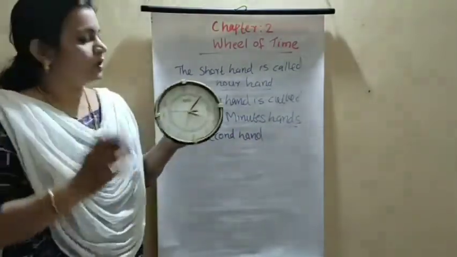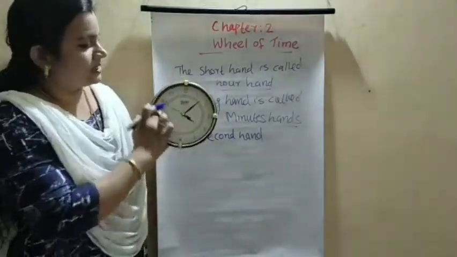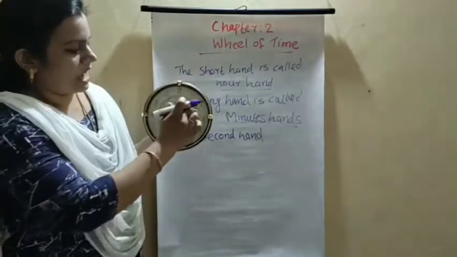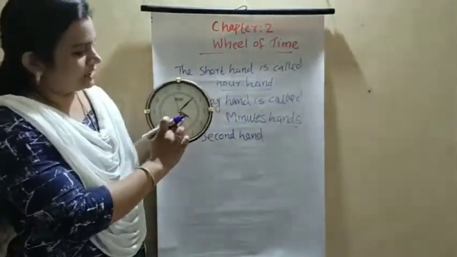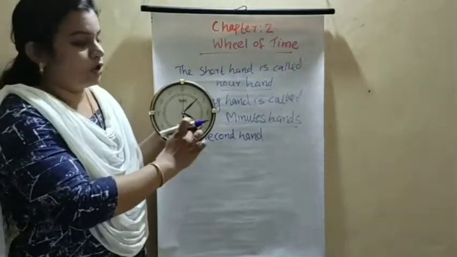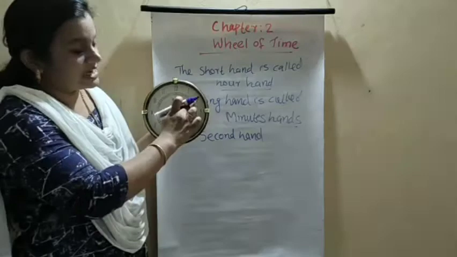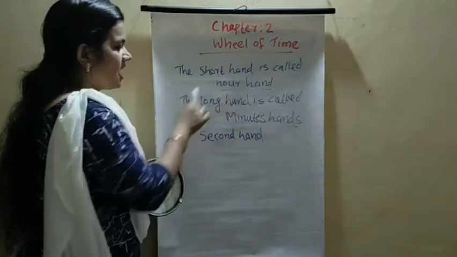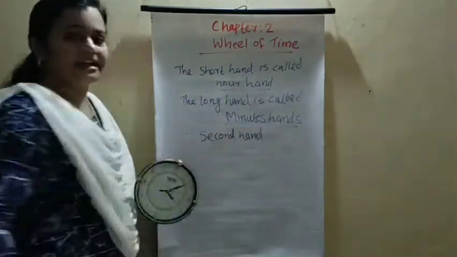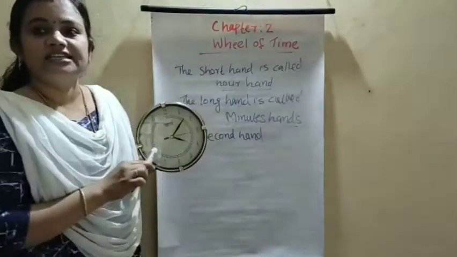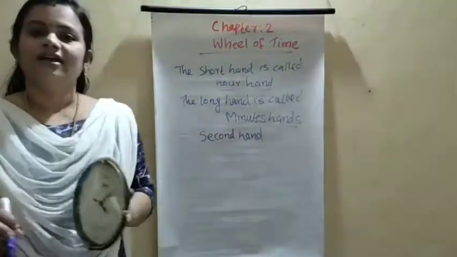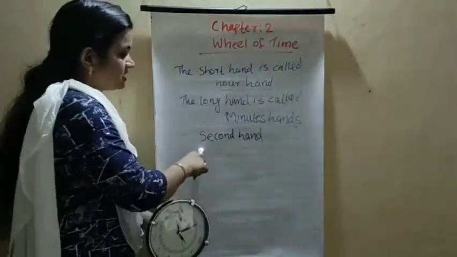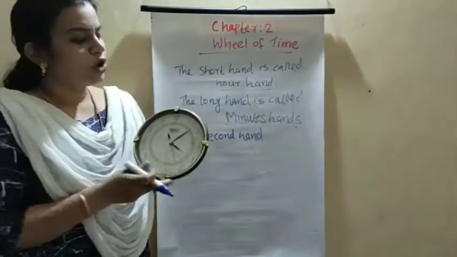So in this clock, how many numbers are noticed here? 12, 1 to 12. Then we can say there are 3 hands. This is the short hand. Where is the short hand now? On 4. The minute hand is nearest to 2. So the short hand is called the hour hand, the long hand is called the minute hand, and this fastest hand is called the second hand. Okay, understood. The clock has the hour hand and the minute hand, and also the second hand.